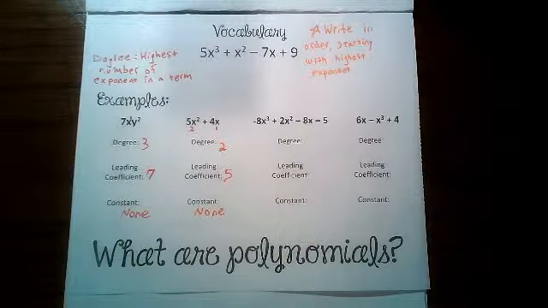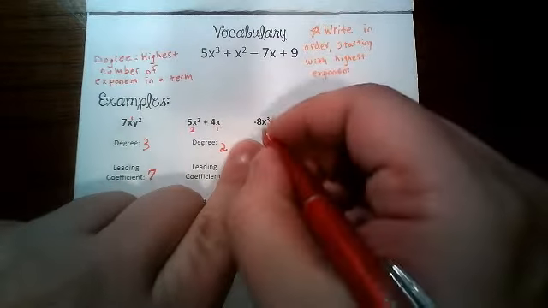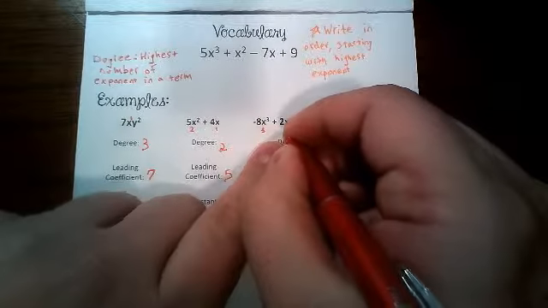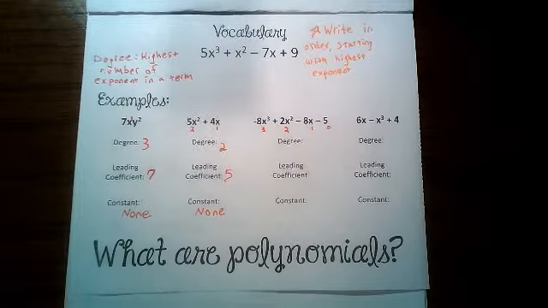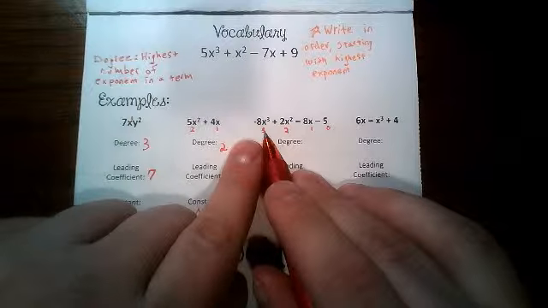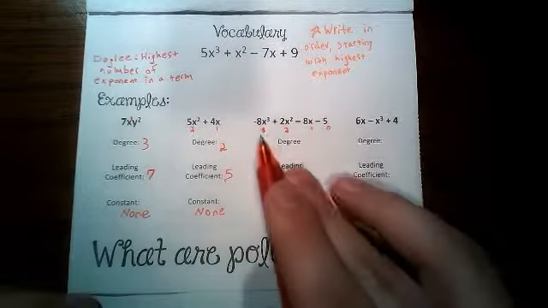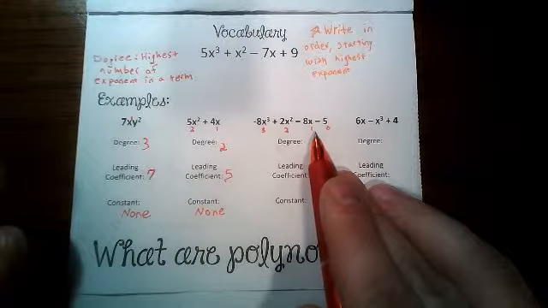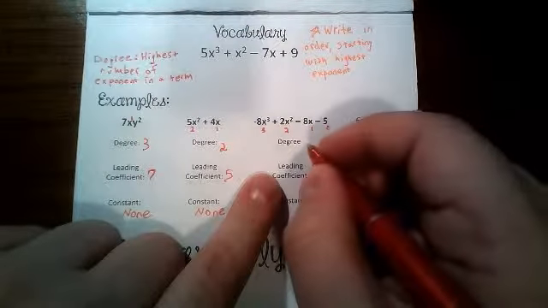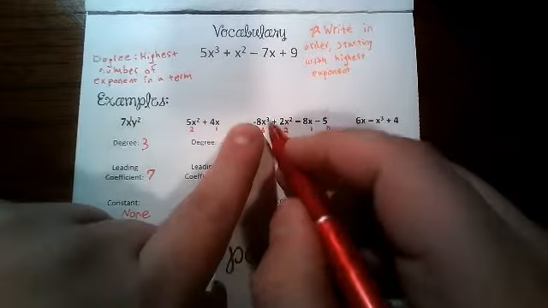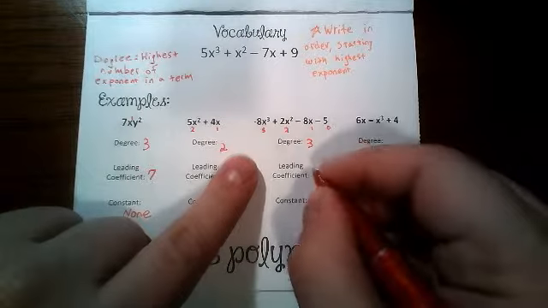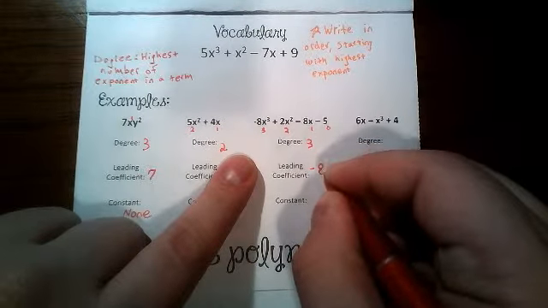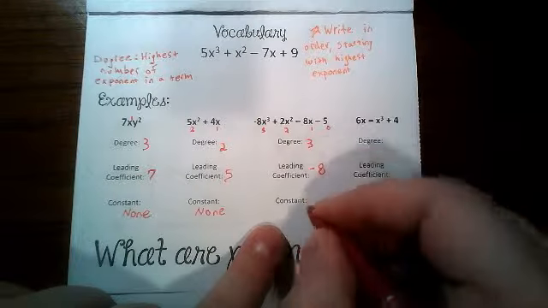And let's talk about this one. So, the number of exponents in this one is 3, 2, 1, and that doesn't have any exponents. So the highest one here is 3. It's really important, again, that it's not 3 plus 2 plus 1, right? It's not 6. It's 3. So whatever term has the highest exponent. So 3. Leading coefficient is -8. The constant here is -5.